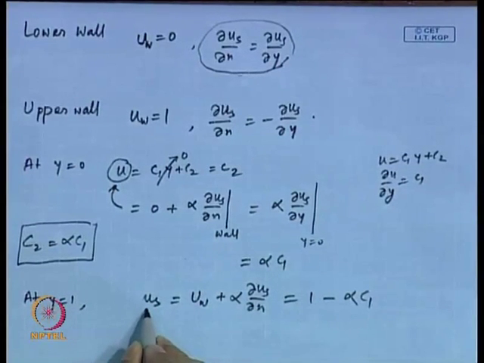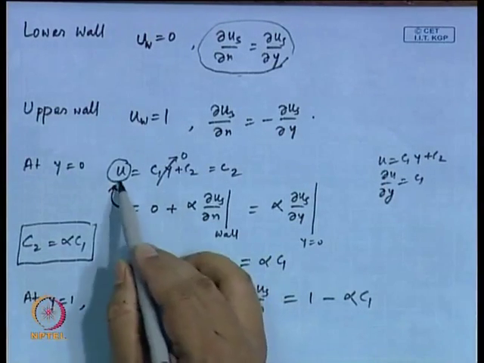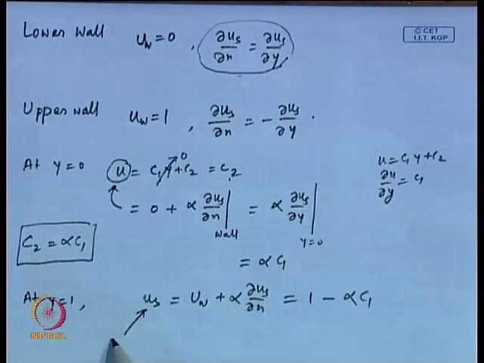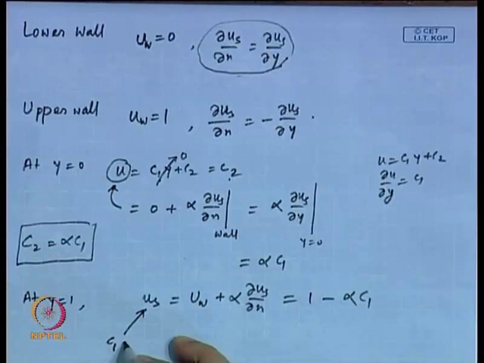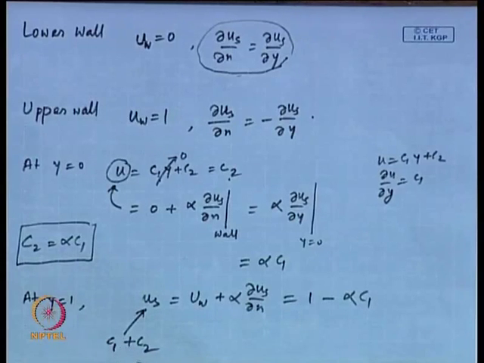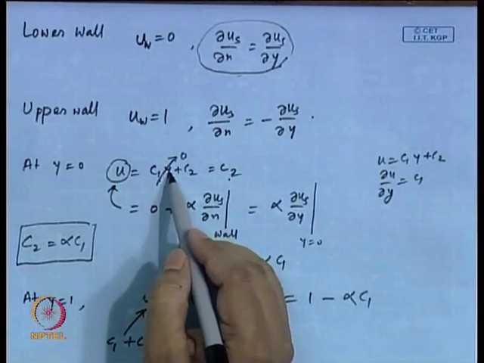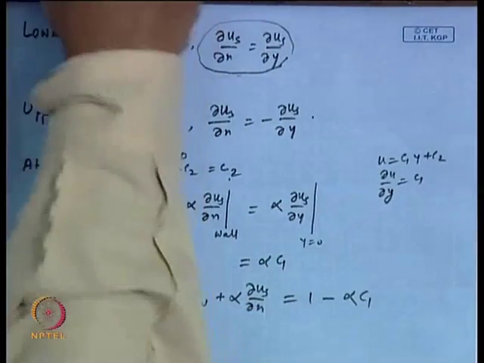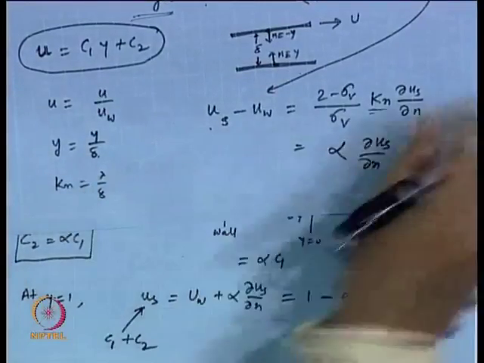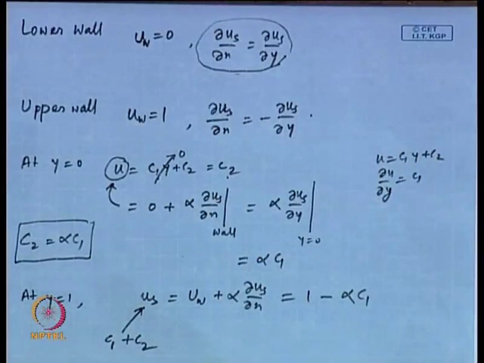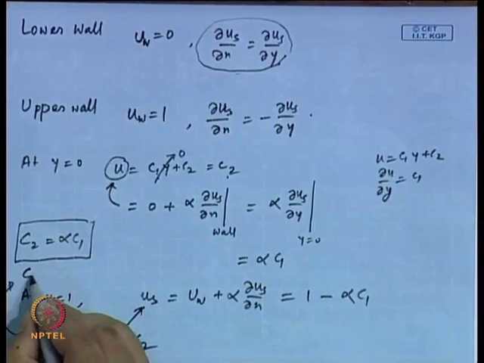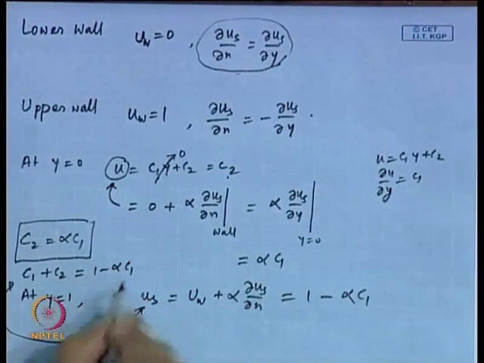And what is u_s? In the lower wall case, u was c1 y plus c2, which is equal to c2. Here it would be c1 plus c2, because at the lower wall y was 0, while at the upper wall y is equal to 1. Why 1? Because we defined y as y by delta at the very beginning. So you have c1 plus c2, which is equal to 1 minus alpha c1. This is the other expression.